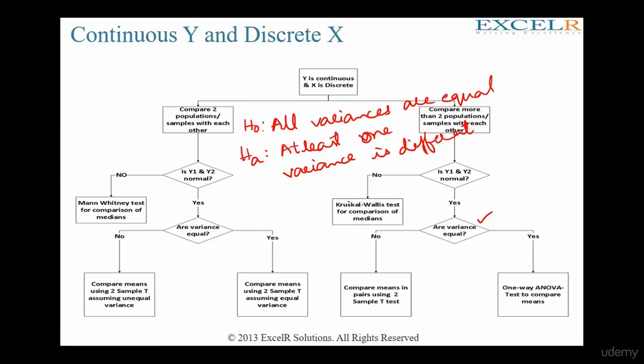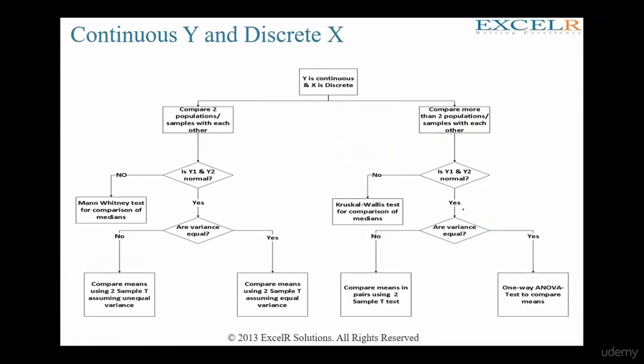So now that we know that all variances are equal, are all variances equal? Yes. If yes, we need to perform one-way ANOVA test to compare means.